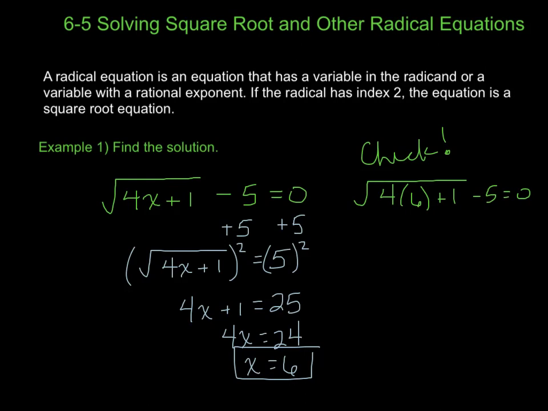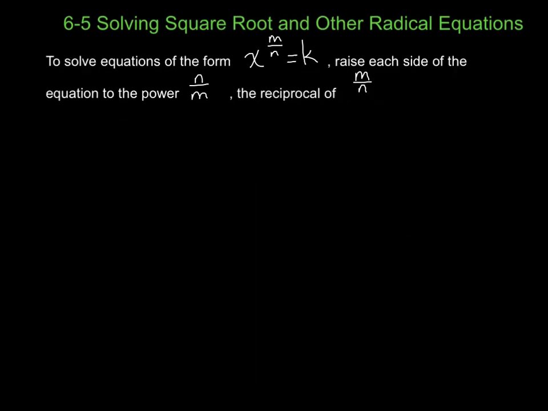So 4 times 6 is 24, plus 1 is going to give us 25. Square root of 25 is 5. Minus 5, and that is 0. And that indeed is what we wanted, so x equals 6 is a true solution. It is not extraneous. But what if the equation we have is not a square root?